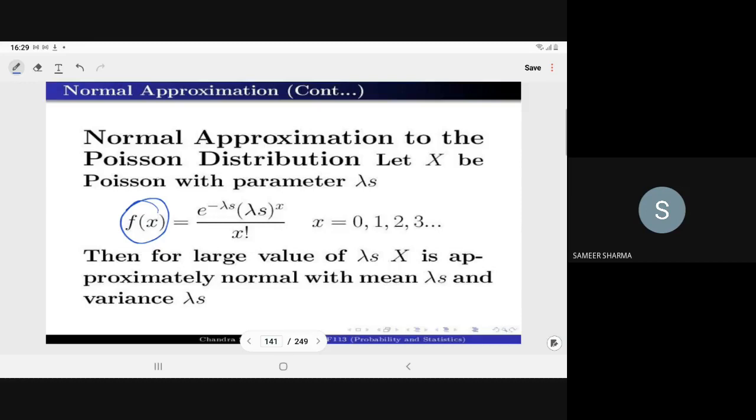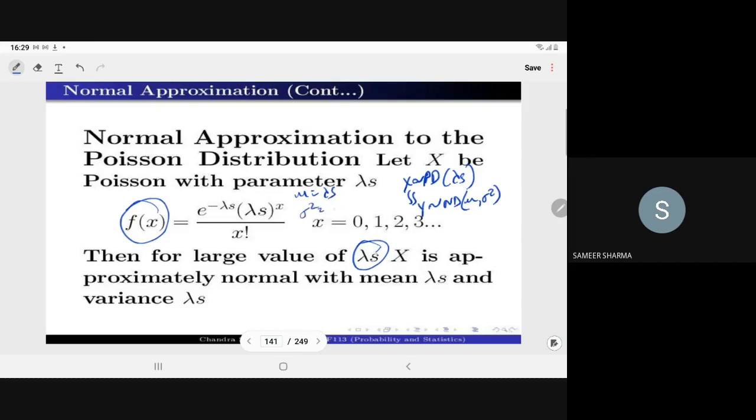So now for a large value of lambda s, when we have a large value, you can approximate the Poisson variate. X is a Poisson distribution with parameter lambda s, right? That you can approximate with a normal variate with parameters mu and sigma square, where what is the mu? Mu for the Poisson distribution is what? Lambda into s.